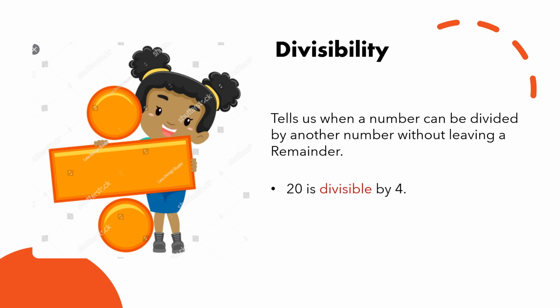So 20 is divisible by 4 because when we divided 20 by 4, we got a remainder of 0. 18 is not divisible by 4. When we divided 18 by 4, we got a remainder of 2. And 18 is divisible by 3. When we divided 18 by 3, we got a remainder of 0.